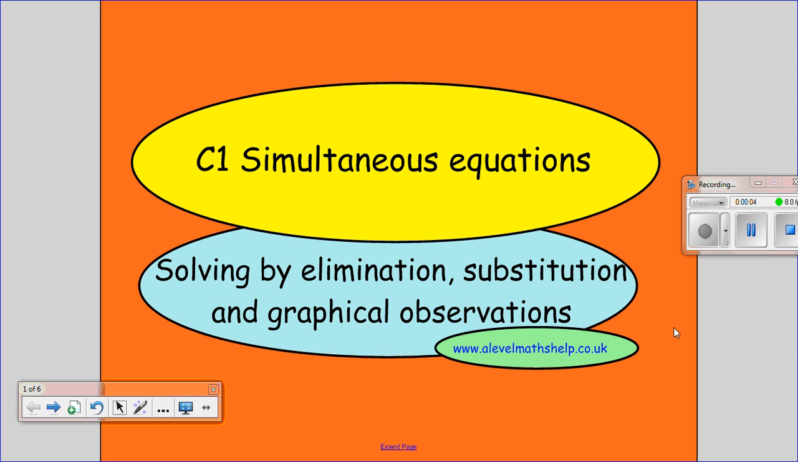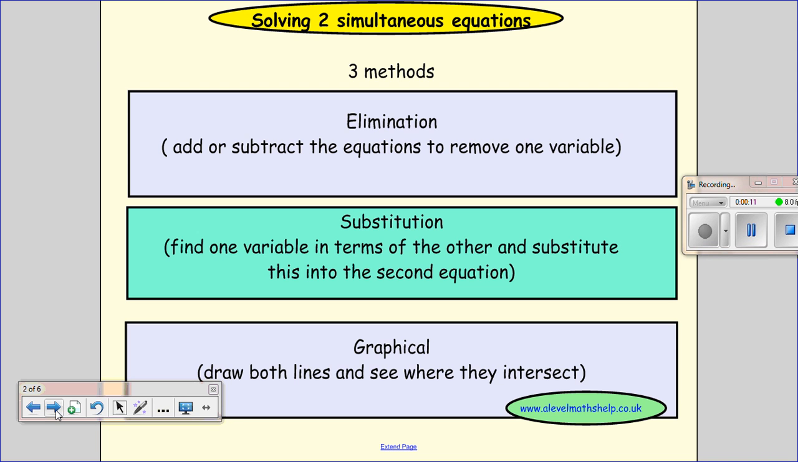In today's video, we're going to be looking at simultaneous equations and solving them either by elimination, substitution, or graphical observation. In the elimination method, we add or subtract our two equations to remove one of the variables. So we want to get rid of either the x or the y so we can solve our equation. In our substitution method, we rearrange one of our equations to get x equals or y equals, and we substitute that in the other equation. And for the graphical method, we draw both lines and see where they intersect.